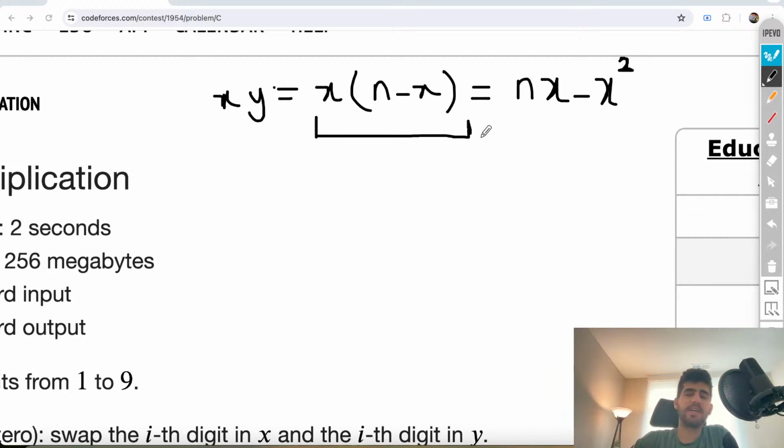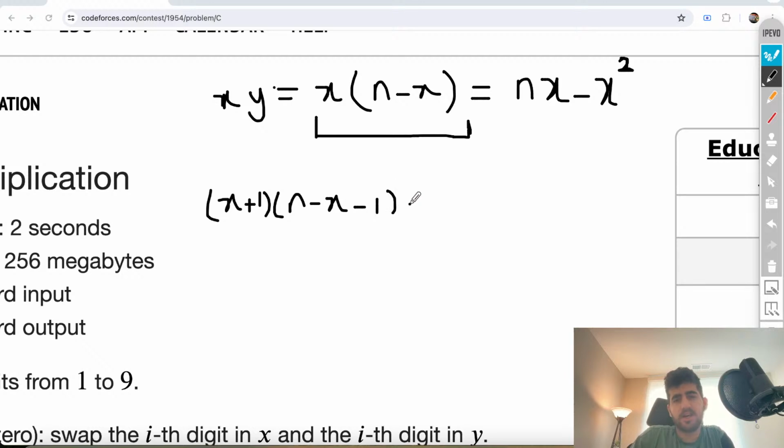Well, again, we can say everything algebraically. We can say, what happens if we add 1 to x? If we add 1 to x, we have x plus 1 times n minus x minus 1. This is going to be nx minus x squared minus x plus n minus x minus 1, right? So this is going to be this.